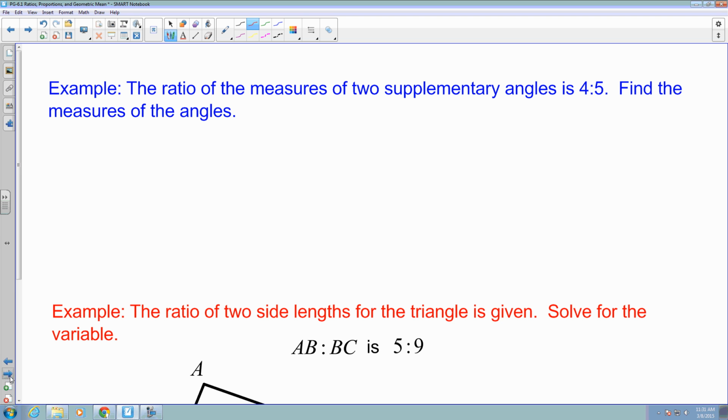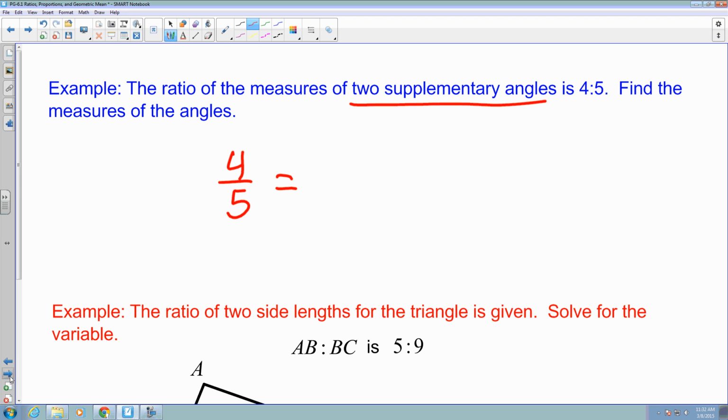Finally, it says you want to find a ratio of the measurements of two supplemental angles. The ratio is 4 to 5. They want us to find the measure of the angles. Essentially what I did was write a proportion. So I knew the angles were going to be 4 out of 5, and they also told us that the two angles were supplementary angles.